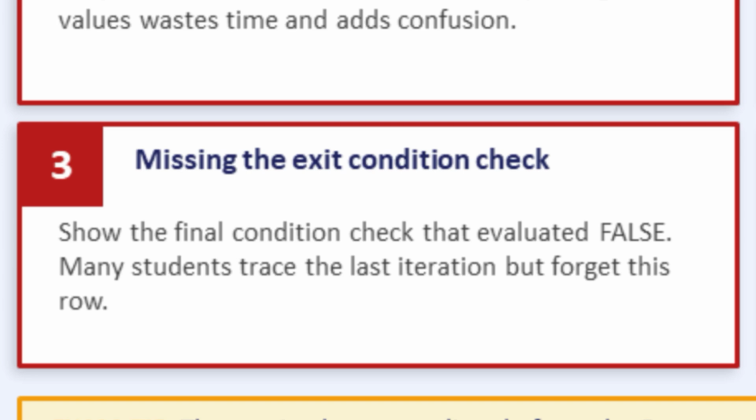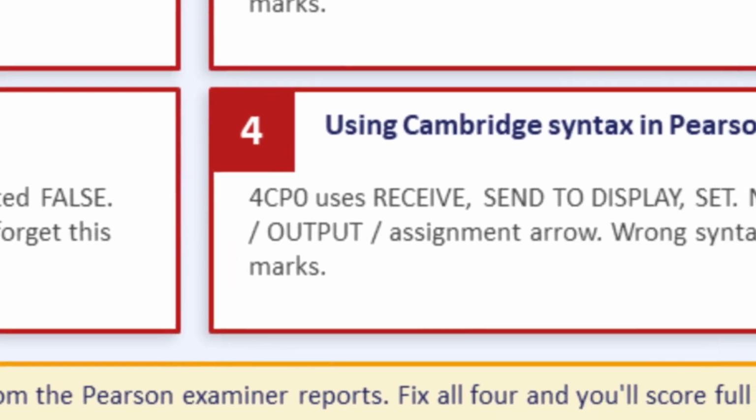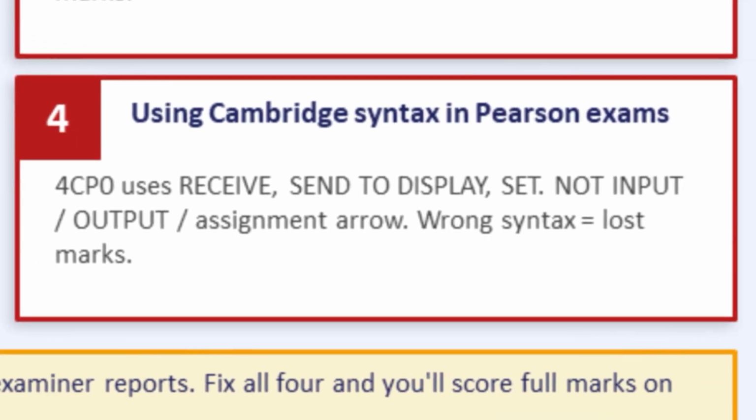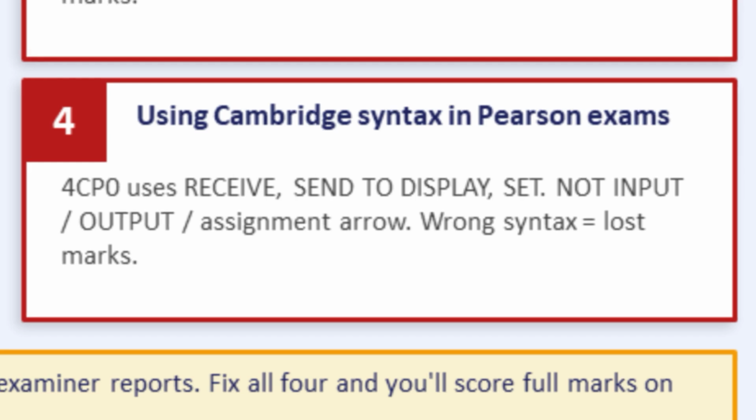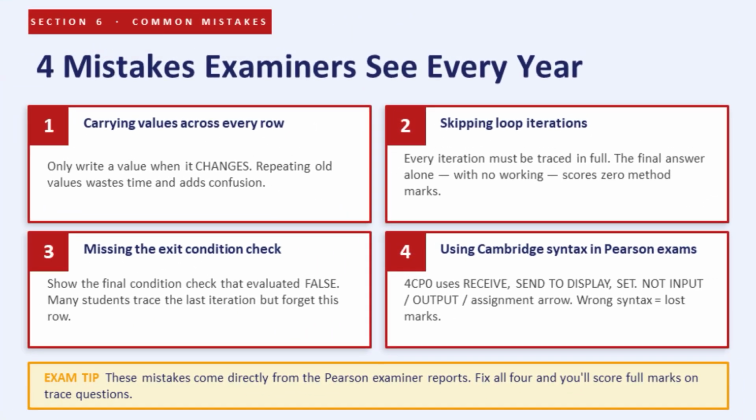That's a mark lost. Mistake number 4, using Cambridge pseudocode syntax. If the question gives you Pearson pseudocode, which it will in 4CP0, make sure you're reading it correctly. Receive is input. Send to display is output. Set is assignment. Don't confuse them with Cambridge's input and output commands. Exam tip. The Pearson pseudocode reference sheet is given to you in Paper 2. In Paper 1, it is not given. Memorize the key syntax now so you're confident in both papers.